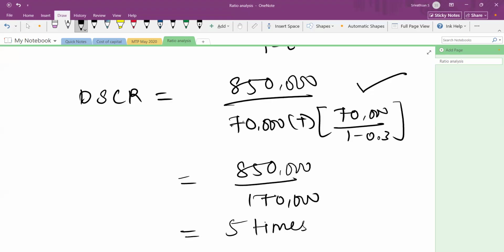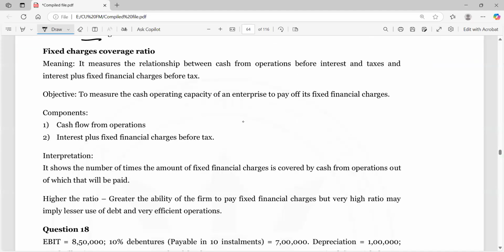Listen. We'll move to the next ratio, fixed charges. See, the aim is to complete this chapter by tomorrow. So please listen. We have class starting from 11:45 tomorrow.